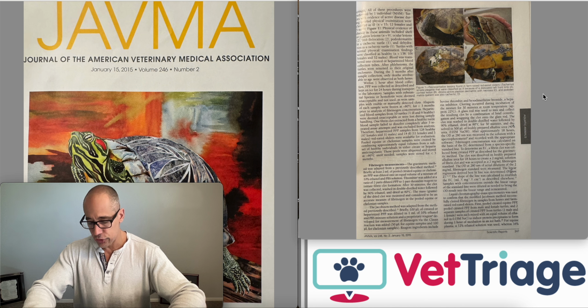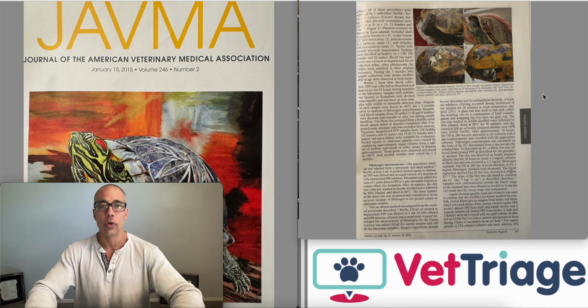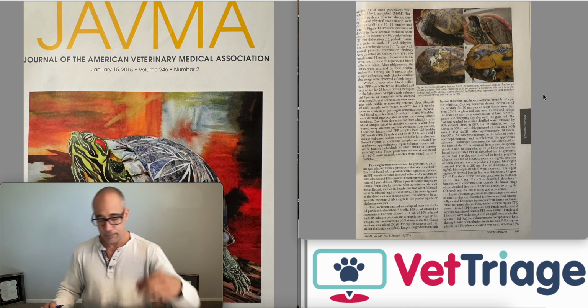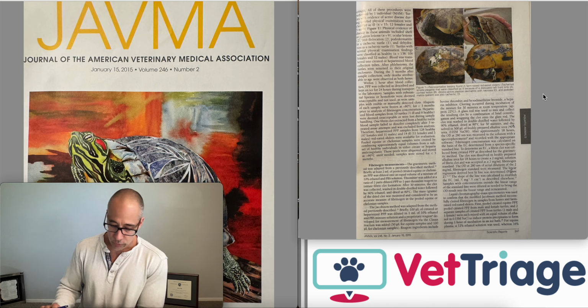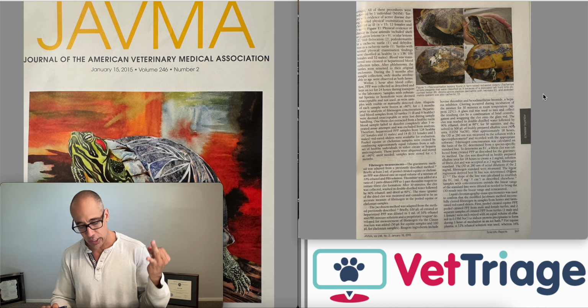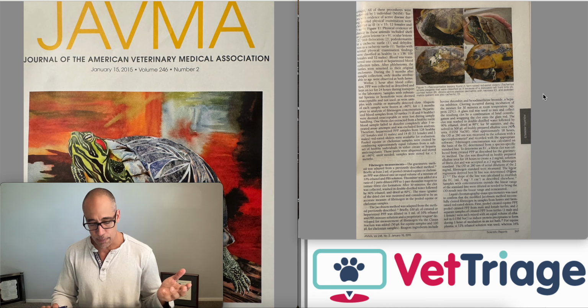Results: fibrinogen concentration did not differ significantly between healthy red-eared sliders and rhinovirus infected or overtly ill red-eared sliders. Conclusion: a reference interval for red-eared slider plasma fibrinogen concentration was established and partitioned by sex to account for considerable right skewing observed for females. Fibrinogen concentration was not a useful indicator of inflammation in red-eared sliders with rhinovirus infection or other overt illnesses. There you go.